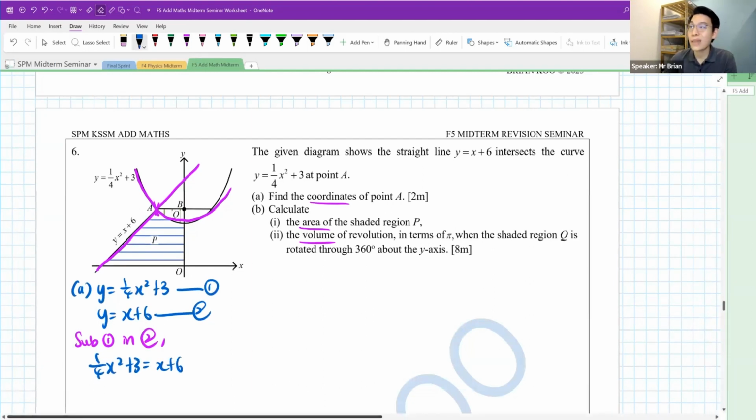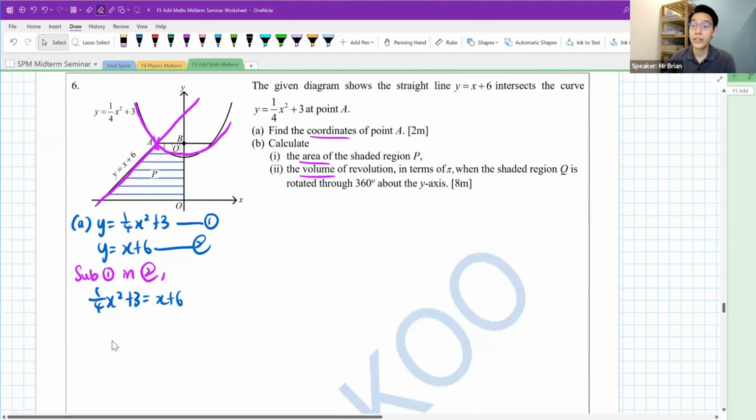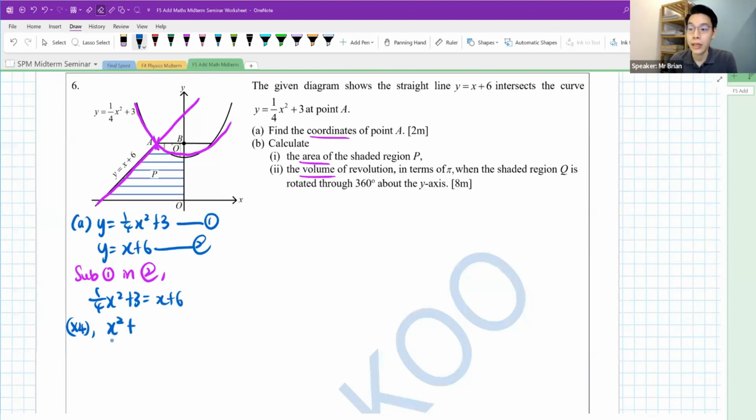Okay, say maybe you all don't like the fraction. I think a lot of us don't like the fraction. You can times everybody by 4. 1 over 4 times 4 will just become a 1. 3 times 4, 12. 4 times x, 4x. 4 times 6, 24. Okay, and then you get a quadratic equation.